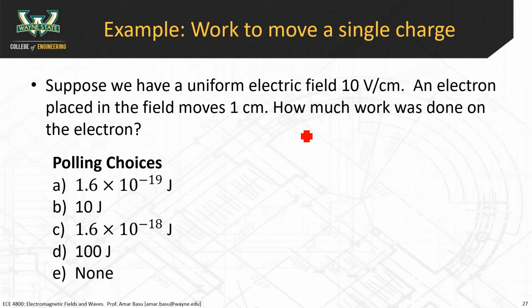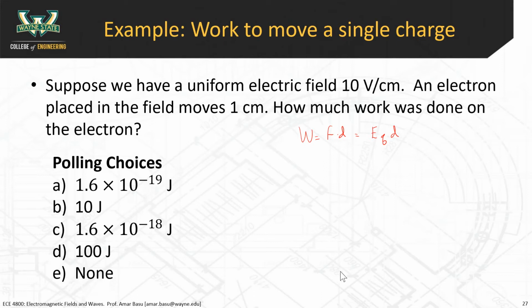So work is equal to force times distance. This is going to be equal to E times Q times the distance. Okay. All right, so I'd like for everyone to just do this to get used to the units, and this is going to be a polling type question. So there are 5 different options here. I'm going to just wait right now, and you all can do this simple problem.